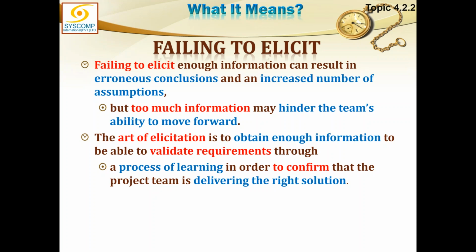And how do you do this? This you do through a process of learning in order to confirm that the project team is delivering the right solution. So you are actually learning in the process, and you are confirming that the project team is delivering the right solution. So if they are not delivering the right solution, you have to go back to the stakeholder and try to elicit more information, as this key performance indicator you have observed, which is not performing, is a clear indication that the requirements are not correct and you need more information.